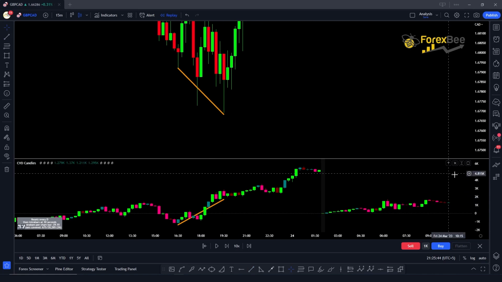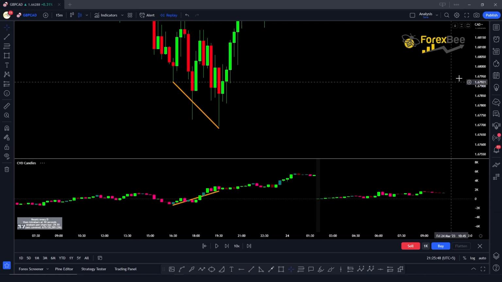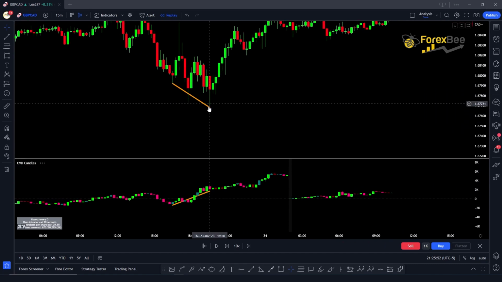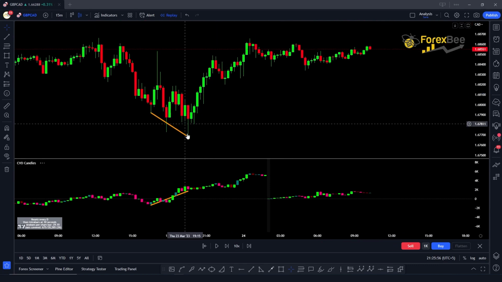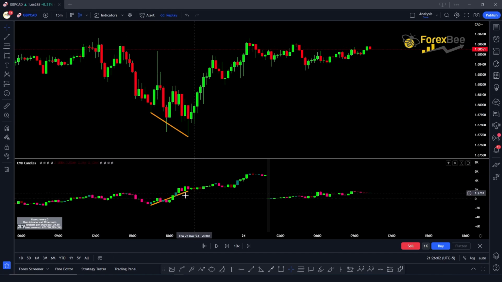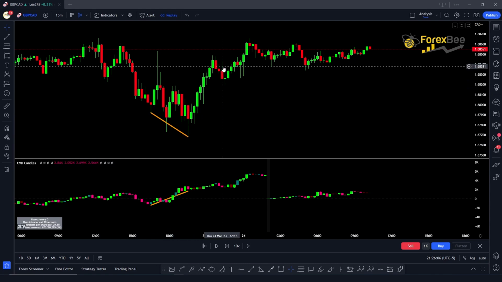So because of this, there is a bullish cumulative volume delta divergence, and you can see that after this divergence, the market moved in the bullish direction, and we can use this as a signal for bullish trend reversal. As you can see, previously the trend was bearish, and because of this divergence the price action moved in the bullish direction.